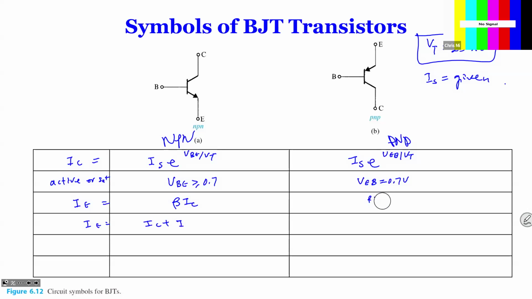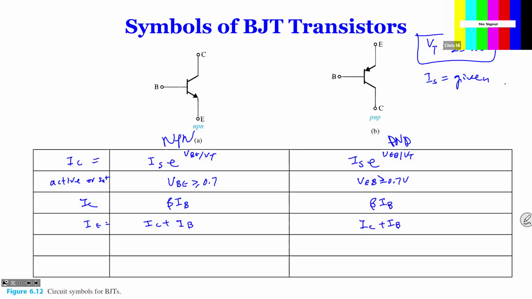Oops, no, this is terribly wrong. I'm sorry. Professor, for the saturation, is that supposed to be an equal sign? Yeah, it can be typically like this. Basically, we always assume 0.7. So IE equal to IC plus IB. Okay, so that's the relation between these.